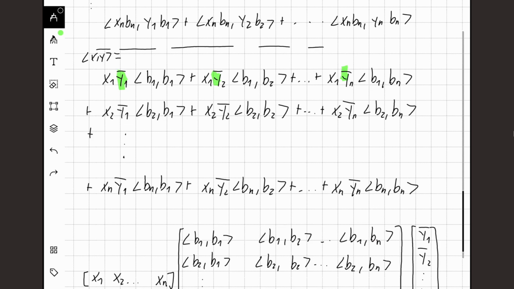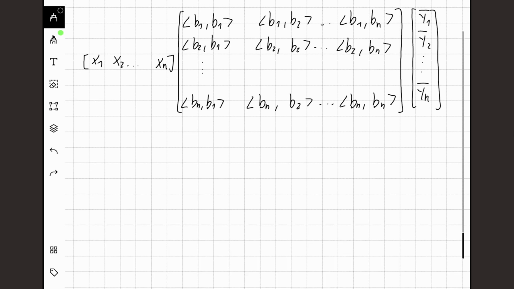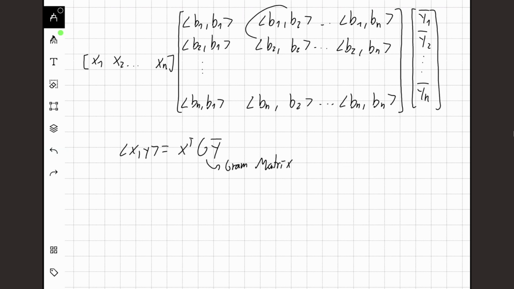So the inner product between x and y will exactly just be, in shorthand notation, x transpose times G times y, or y conjugate if we're over C, where G is the Gram matrix. So this is the Gram matrix, and the Gram matrix is just your definition of the inner product applied to every single one of your basis vectors individually. This is what the inner product actually is.